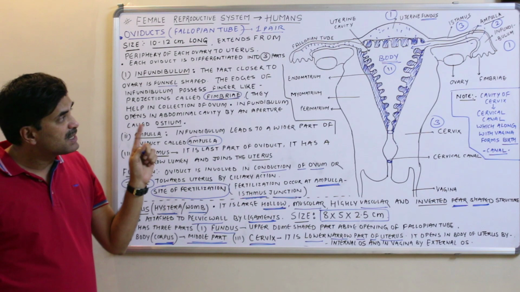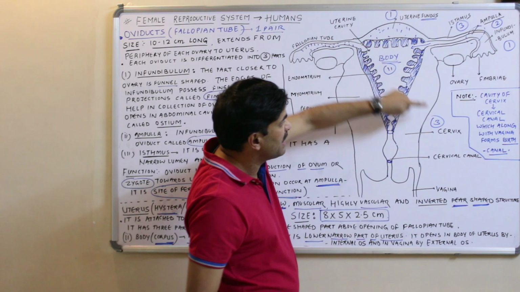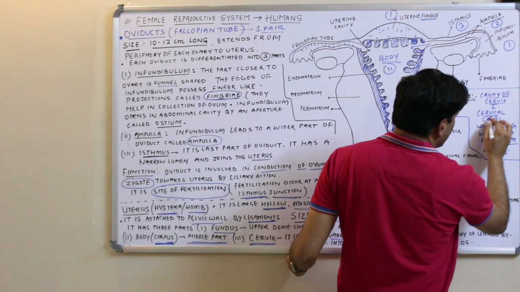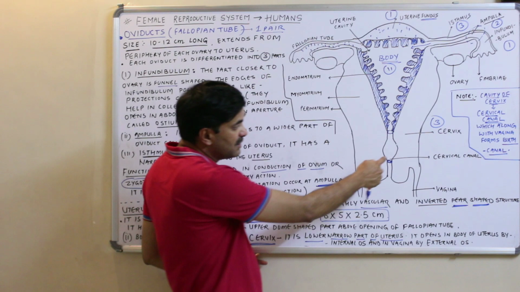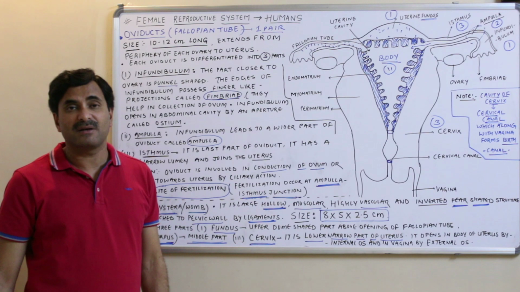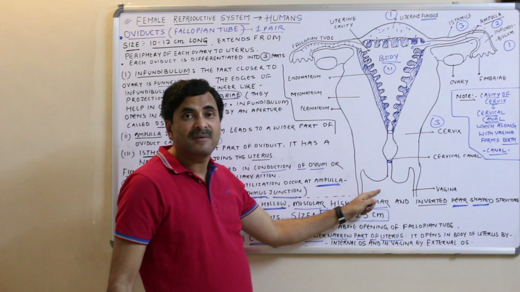Okay, so these are the three important parts of the uterus: the fundus, the body, and the cervix. One thing to be noted here is that the cavity of the cervix is called the cervical canal. This is the cervical canal, and it is very important. The cervical canal along with the vaginal canal forms the birth canal. Why? Because it is meant for the delivery of the baby.